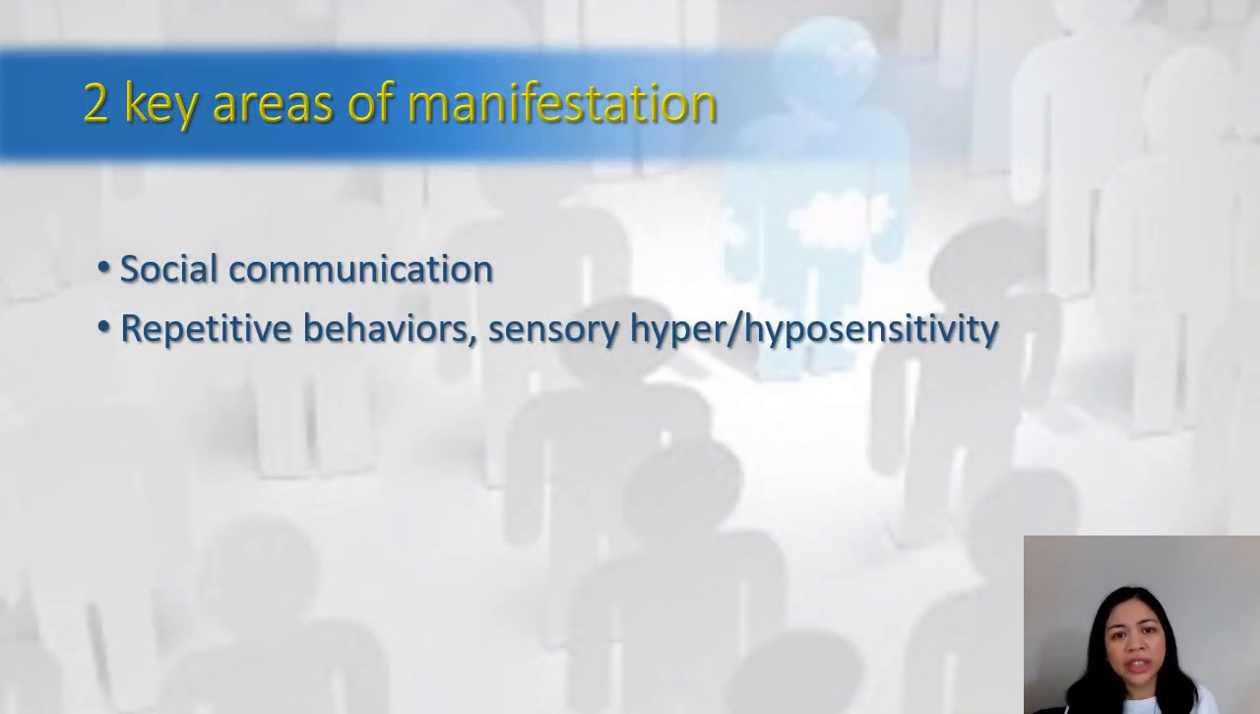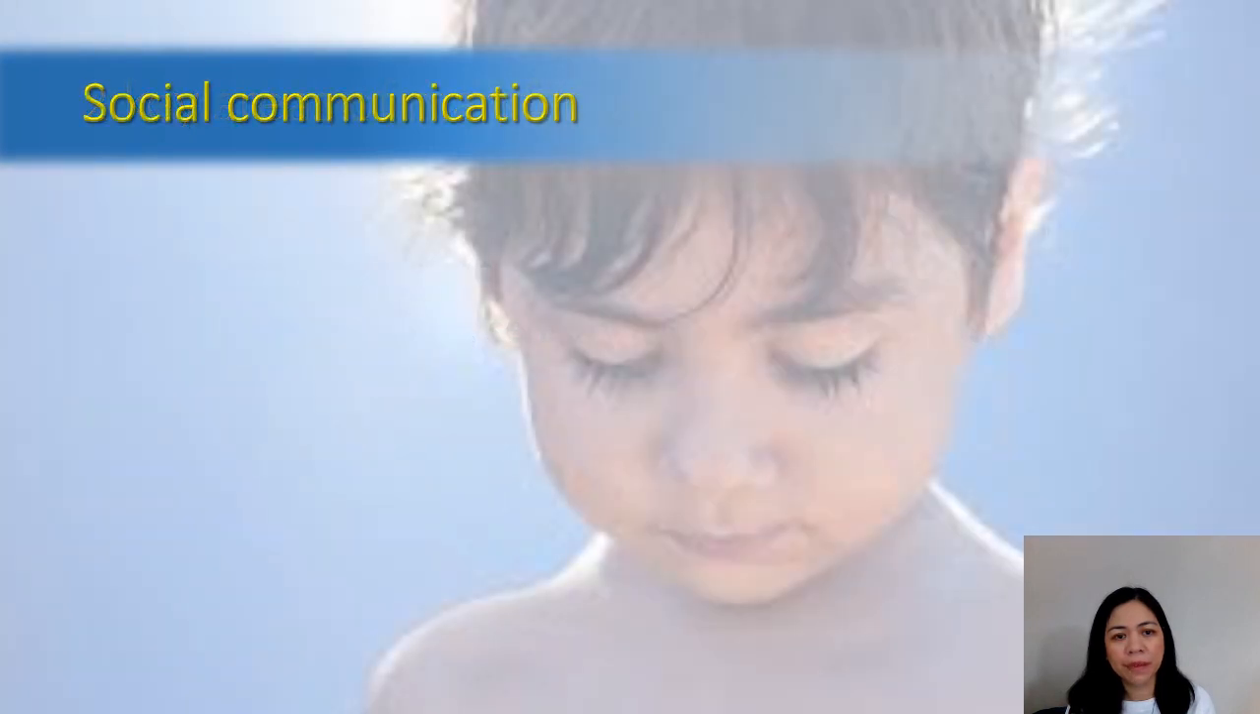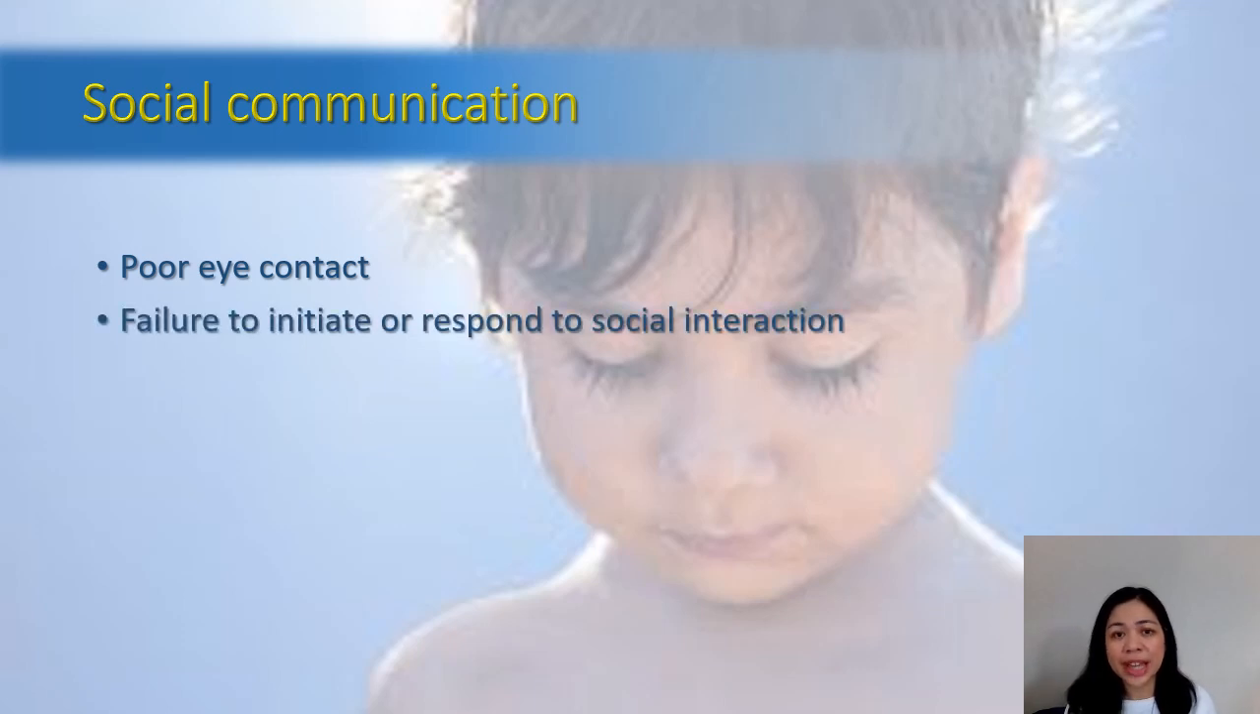There are two key areas of manifestation. There's social communication, and there are repetitive behaviors or sensory hyper or hyposensitivity. Let's talk about their deficits in social communication. This is really their weakest area in development. It manifests initially as poor eye contact and the failure to initiate or respond to social interaction. Even when they're just infants, parents often relate how they're less responsive compared to other children.